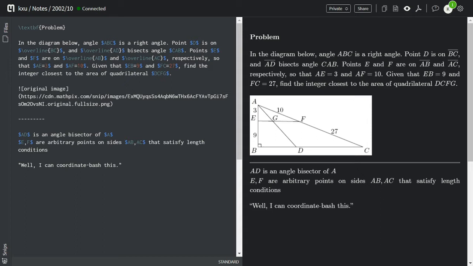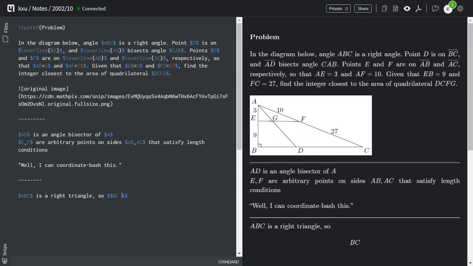So coordinate bashing is a pretty straightforward way to solve this question, but it might not be the fastest. And maybe we want a synthetic solution instead. So let's first try to see if we can find a synthetic solution to this. So first we notice that it is a right triangle. So ABC is a right triangle, and we're given two of the side lengths. So we can calculate the length of the third one.